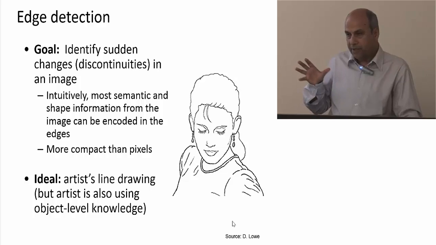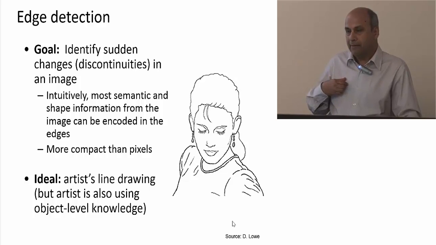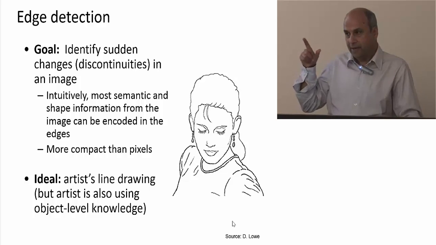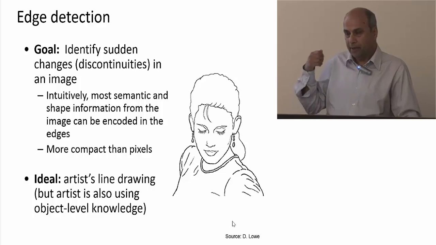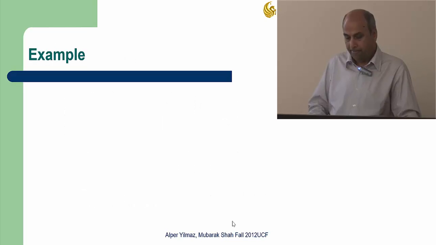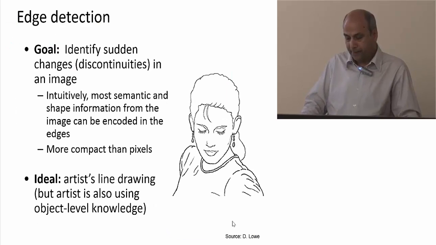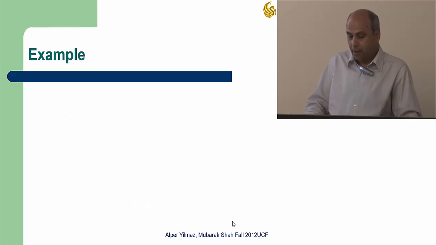Now, even when an artist draws a line drawing like this, they need to have some high-level knowledge that it's a face, this is hair, there are eyes, and so on. The question is, in a computer we don't have that knowledge. We just want to look at the image, look at the numbers, which are 0 to 255, and come up with these edges. Again, these slides are taken from different professors. This is a slide from David Lowe. We are going to talk about his SIFT.